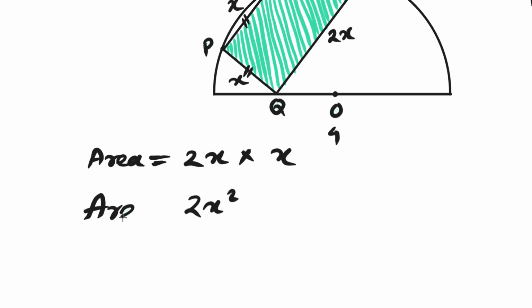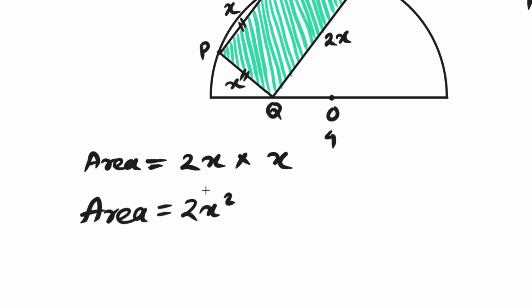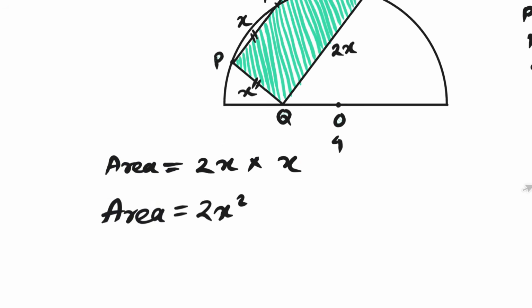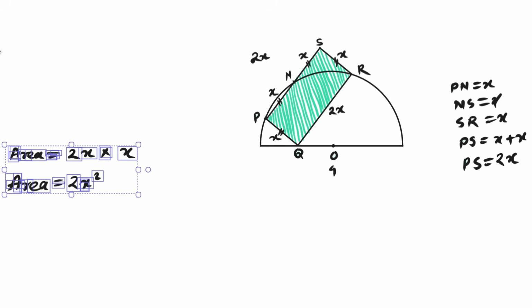So from this point onward, we do not actually need to find x itself. We only need to determine x squared. Once we know x squared, we can multiply it by 2 and immediately obtain the area.